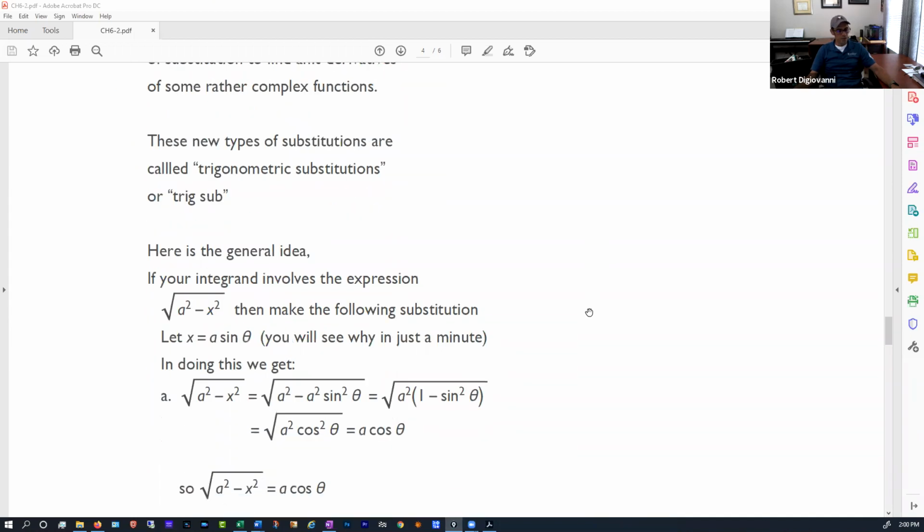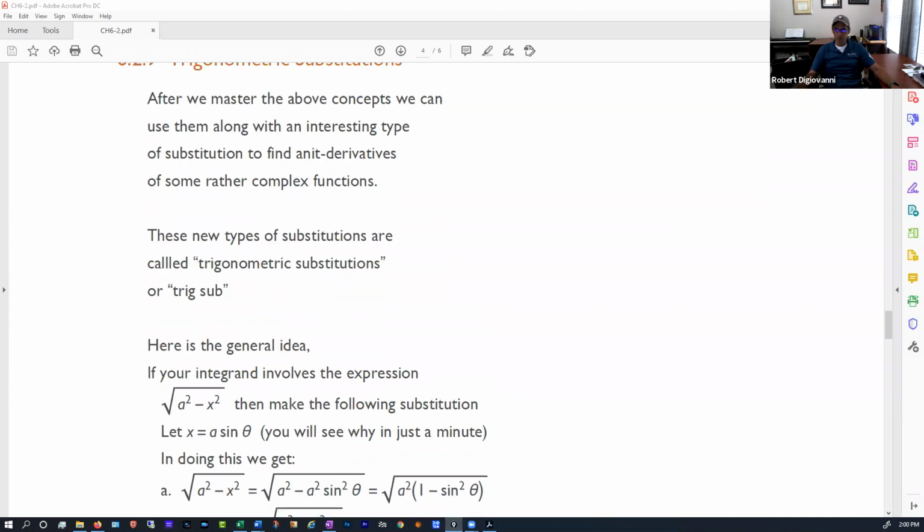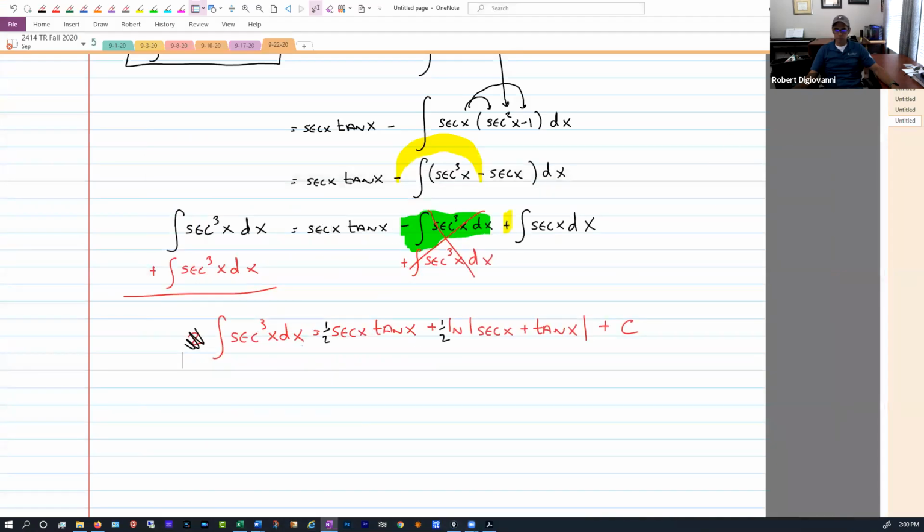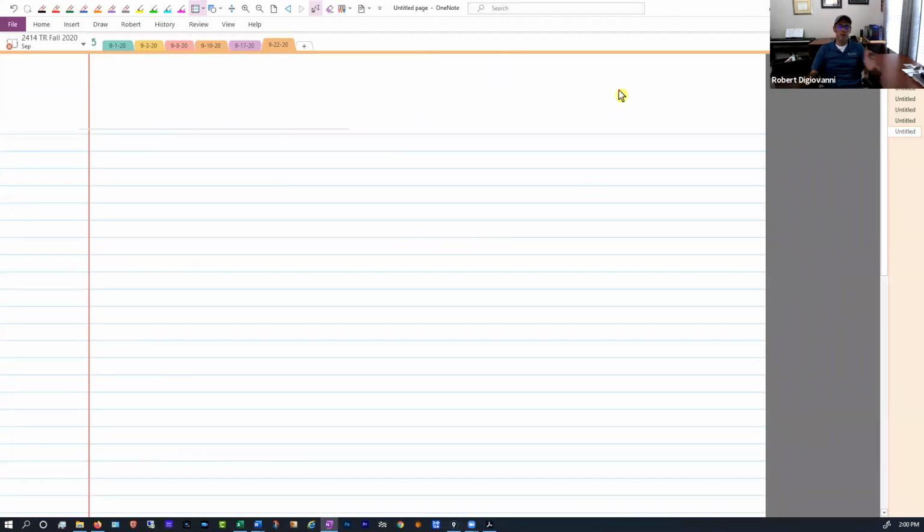So here's the general idea. Let me do this on a separate page. I don't want us to be thinking integral or anything else right now. I just want us to look at something algebraically. Let's say I gave you, geez, can't even draw the square root. Let's say I gave you this expression, the square root of 4 minus x squared. Don't think integral, it's just an algebraic expression.